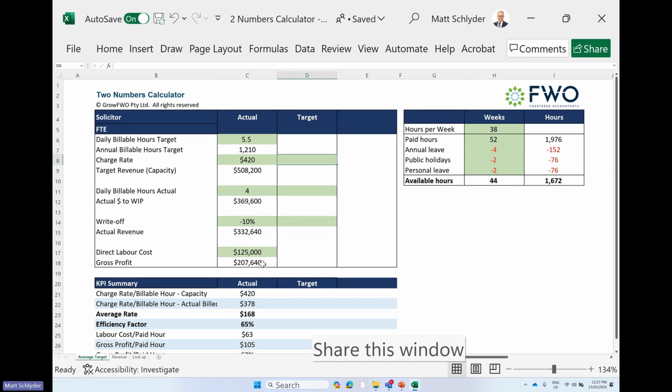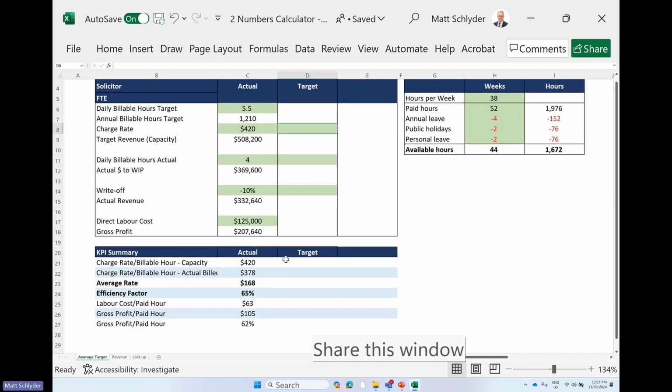Out of that, they've got to pay admin wages. Often I see there's poor billing and timesheet entry and poor systems around their legal support people, that they also need to pay legal support costs out of that gross profit. Other overheads, rent and phones and internet and all of those things, all come out of the gross profit.